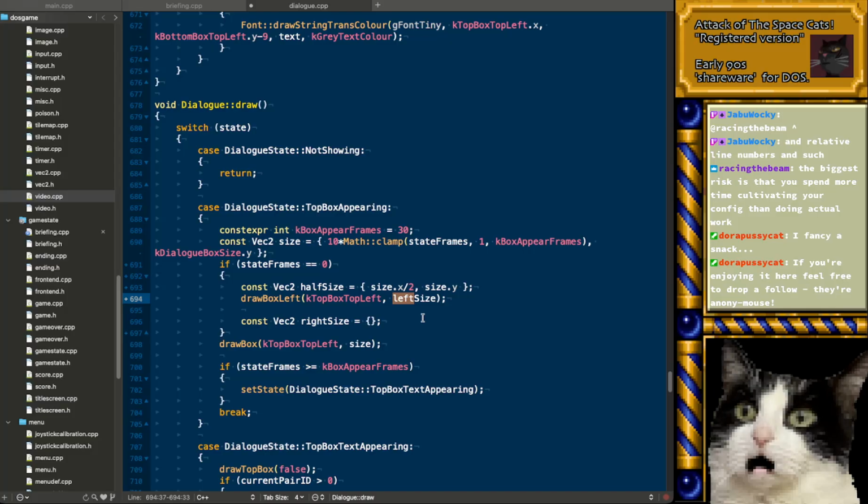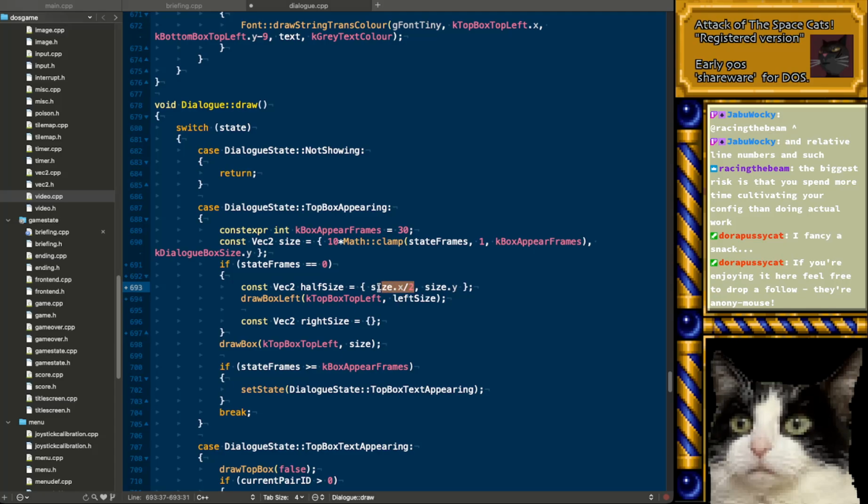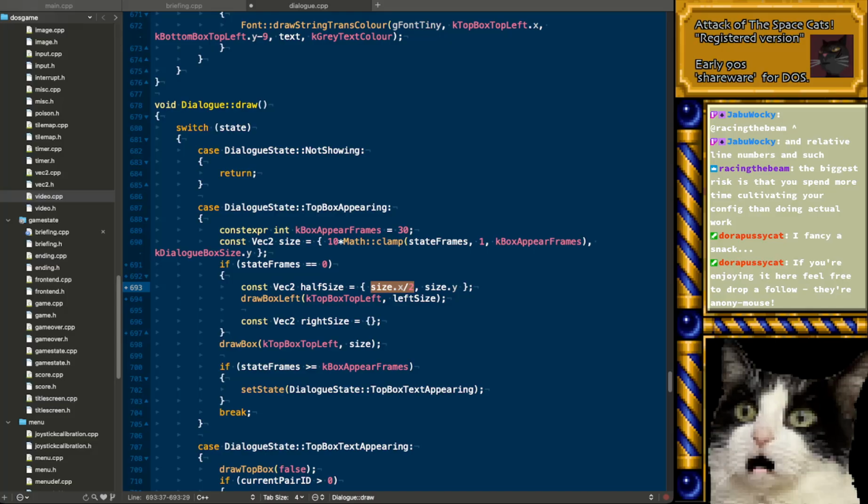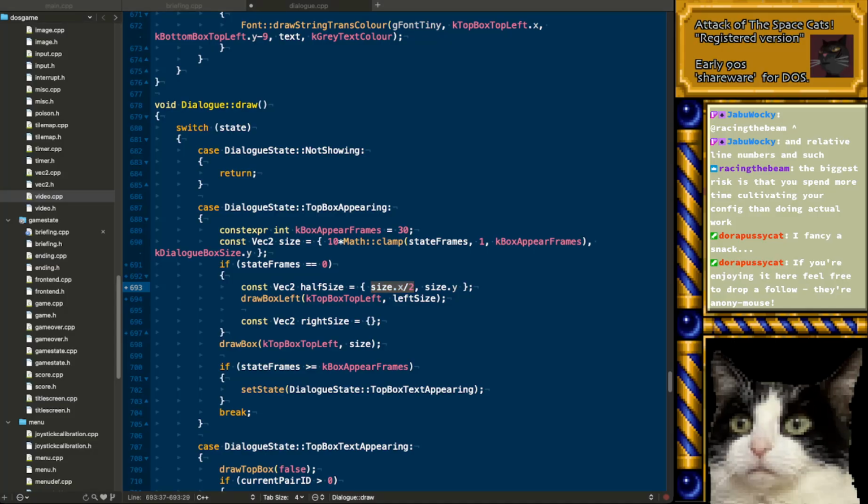Also, I'm now deciding this is wrong anyway, because we should just be drawing this as a fixed size, because we know how big the box is. Let me just check. Oh, that image is exactly the wrong size.